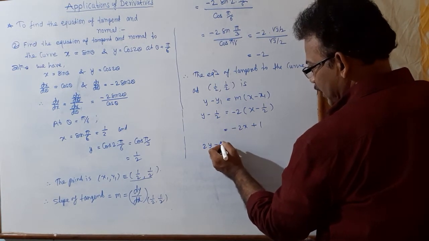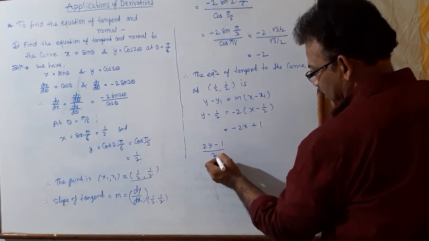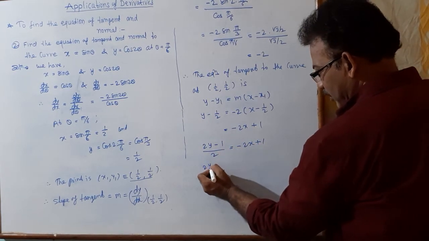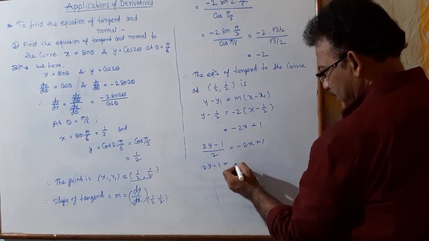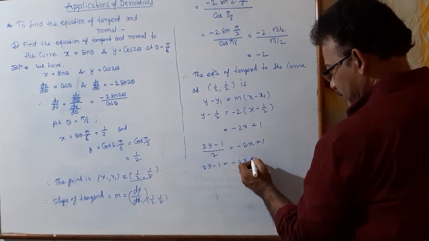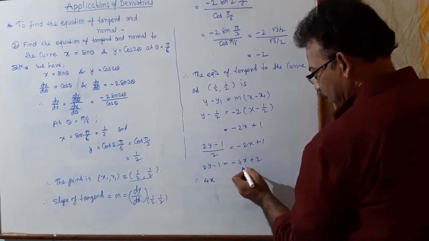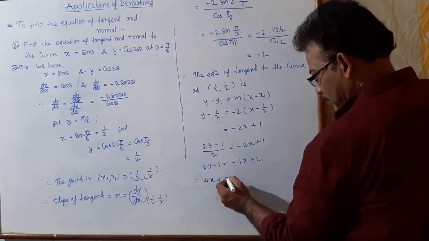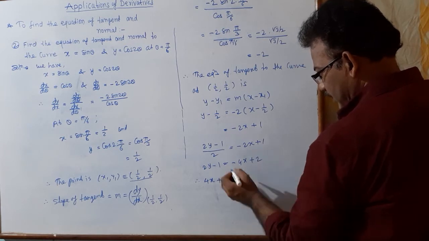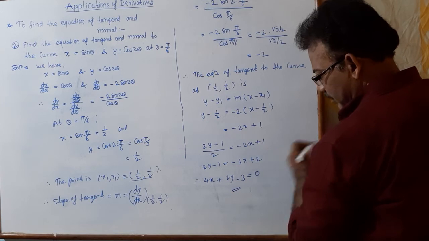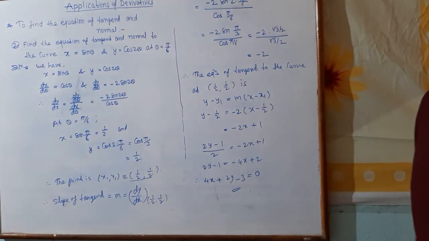take the LCM here on the left side, 2y minus 1 divided by 2 equal to minus 2x plus 1. So 2y minus 1, take 2 on the right side, minus 4x plus 2, and therefore on the left side minus 4x becomes plus 4x plus 2y minus 1, and this minus 2, minus 3 equal to 0, and this is the required equation of tangent.